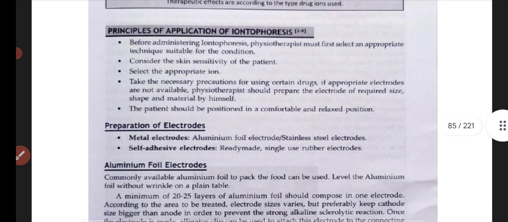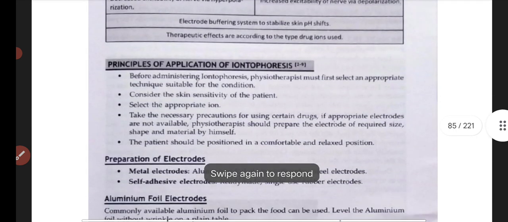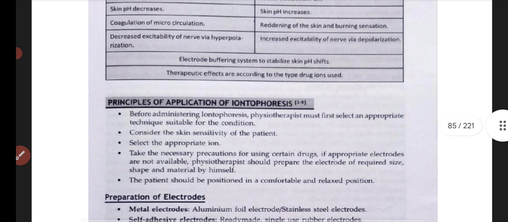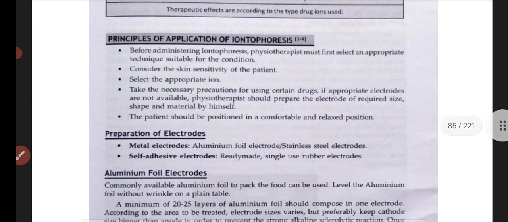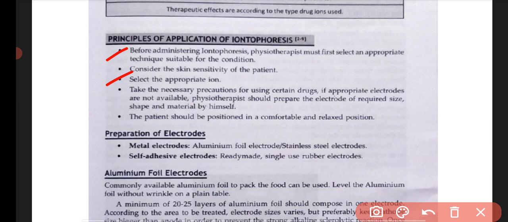Now, the principles of application of iontophoresis. Before administering iontophoresis, the physiotherapist must first select an appropriate technique suitable for the condition. Next, consider the skin sensitivity, whether the skin is sensitive in the patient or not. You have to check that. Next one is to select the appropriate ion. What ion you are going to deliver, you have to select that appropriate ion.